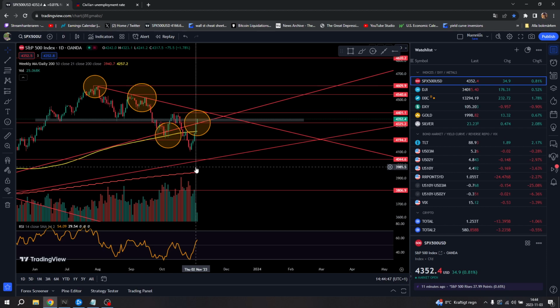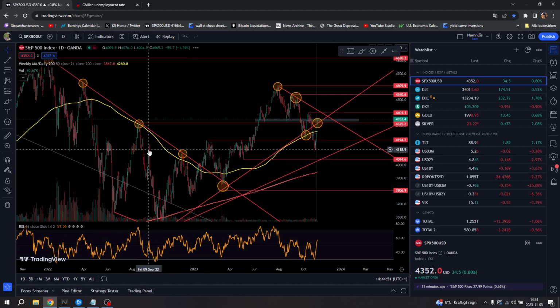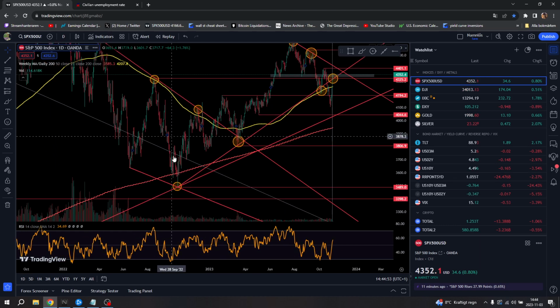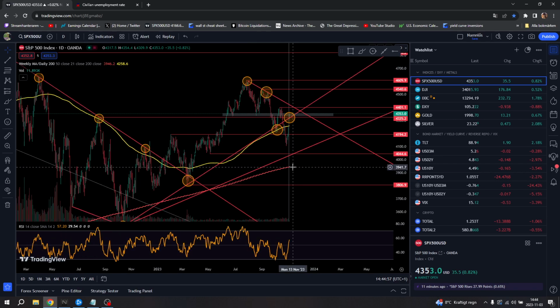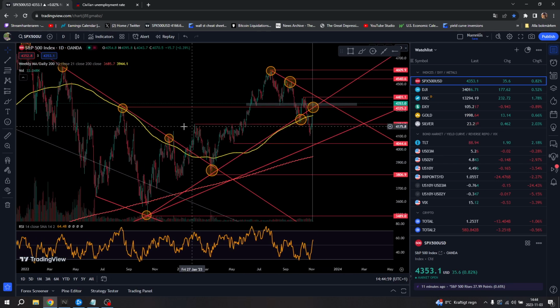1, 2, 3, 4, and we keep going up. Maybe this reverse is hard, and this is the beginning of something that looks something like this, right? I don't think this looks particularly good. We took out this horizontal level right here. Sure, we're back into this supply zone right here, but I don't think that's particularly bullish.